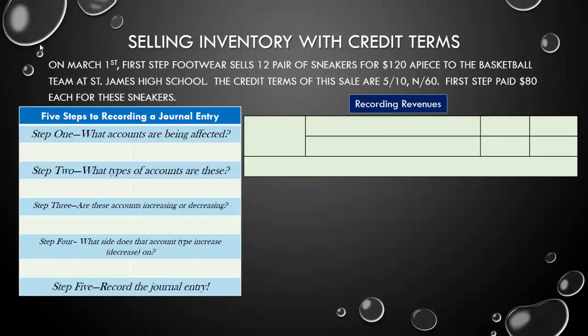Next up, we have the sale of inventory with credit terms. So on March 1st, First Step Footwear, which is still us, is going to sell 12 pairs of sneakers for $120 a piece to the basketball team at St. James High School. We're going to offer St. James terms of 5/10, net 60. So they get 5% off if they pay within 10 days. Full amount is owed to us within 60 days. First Step paid $80 for these sneakers, and that's how it works for a retailer. We paid $80 for these, but we're reselling them for $120 because that markup is how we make our money.